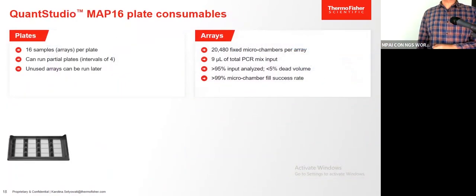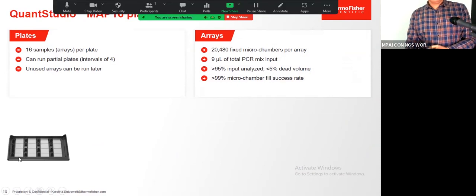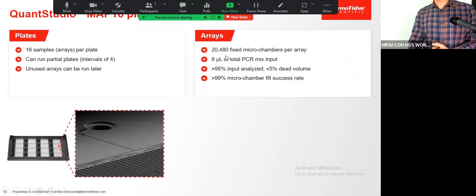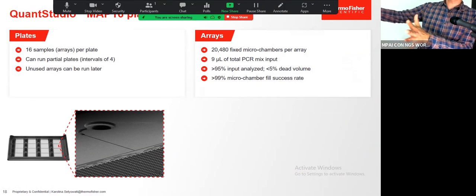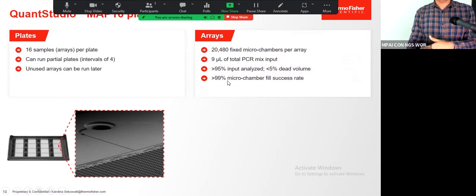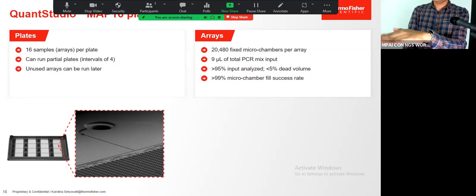Now, as I mentioned, this is the plate. The technology is called microfluidic array plate technology. We have a plate which has 4 arrays, and each array has 20,480 fixed microchambers. Because we have fixed microchambers, we are not generating them. That's why the consistency is very high: every time we get more than 99% microchamber fill success rate. More than 95% of your sample is analyzed. And the input volume is 9 microliter.